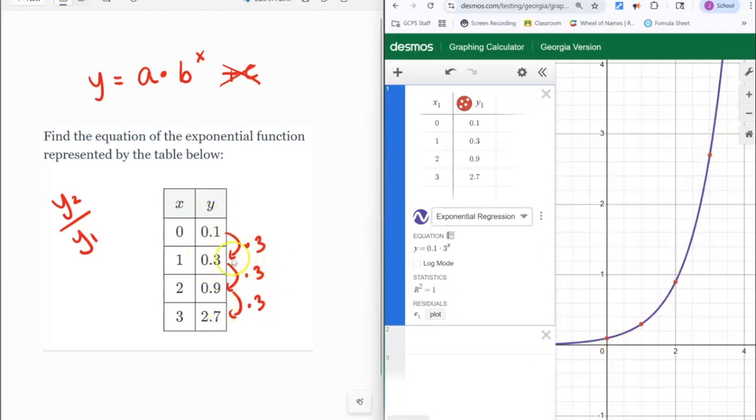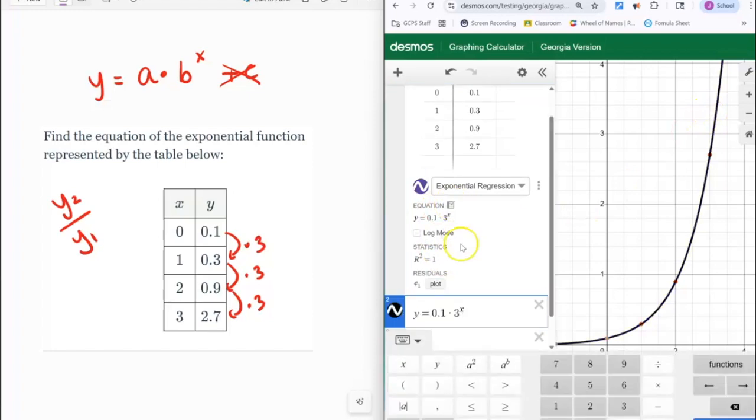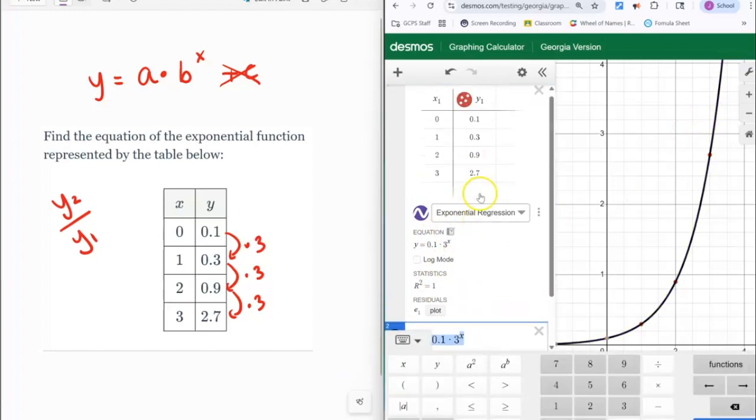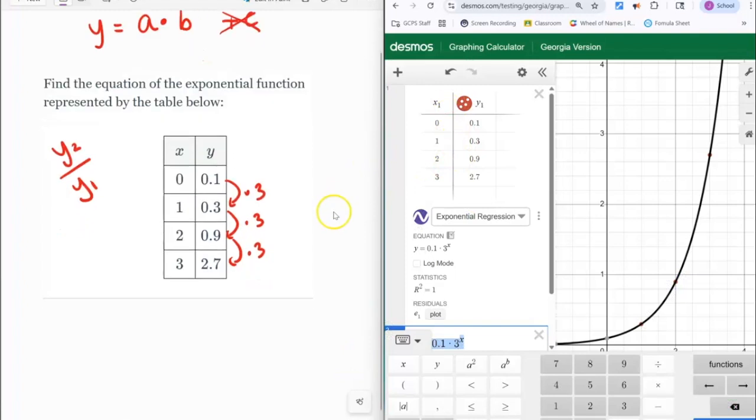How do I know from the table it's exponential? Because I'm multiplying by 3. It has an exponential growth factor of 3 every single time. These dots right here represent the solutions to this exponential function. So here's your equation right here, and I can just copy it like that, and there it is, the exact same thing that I had previously. So whether you're doing it by looking at the table or by typing in decimals, I'm okay with both. However, just know that the table is faster.